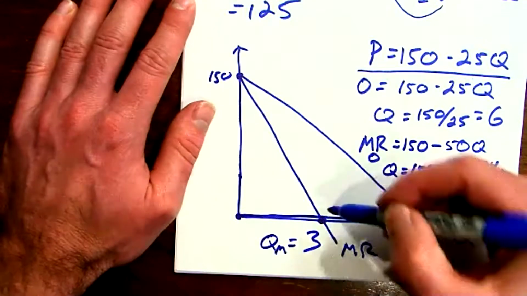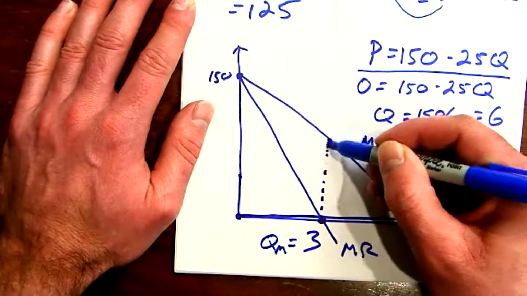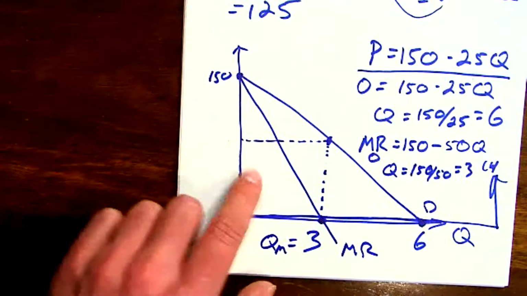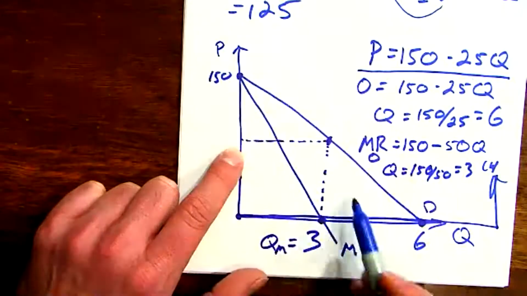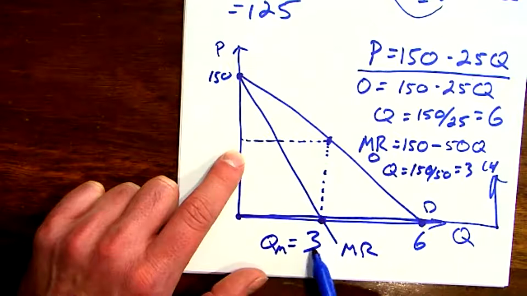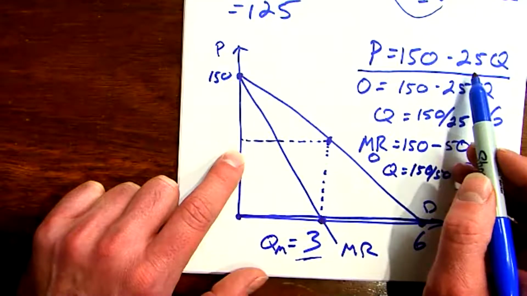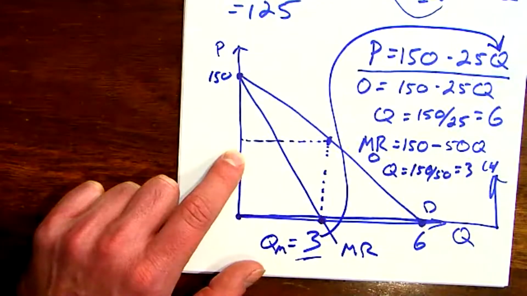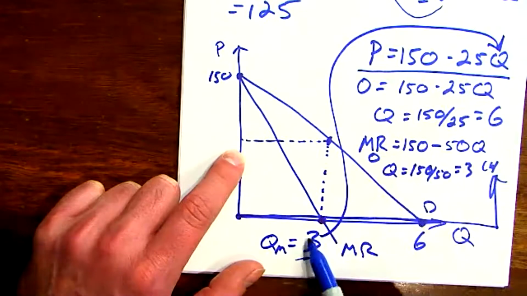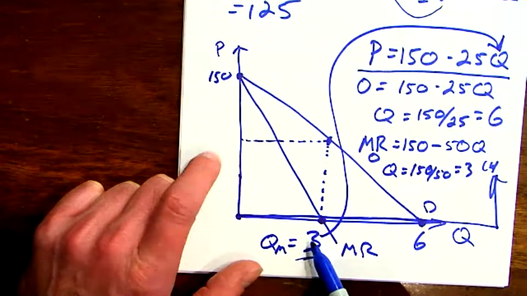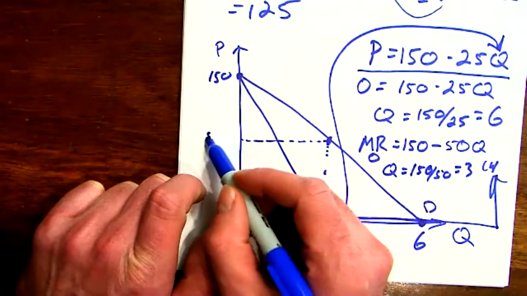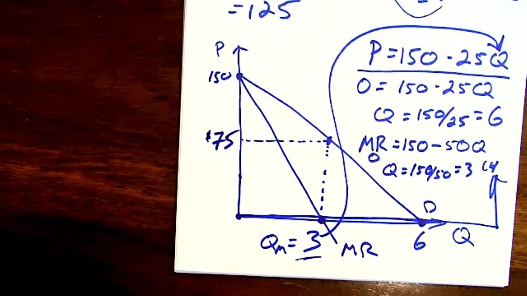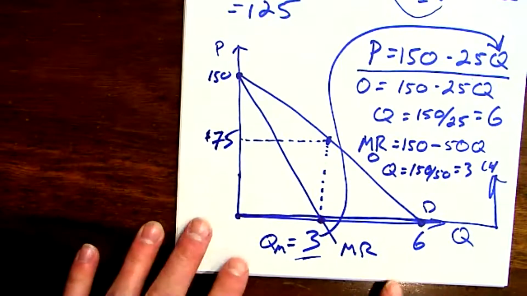What price do they charge for each ticket if they can only charge a single price? It's going to be the point that we're up at on the demand curve. So how do I find the price for this point on the demand curve? Well, just plugging that quantity into my demand equation, 150 minus 25 times 3, right? Which gives me 75.